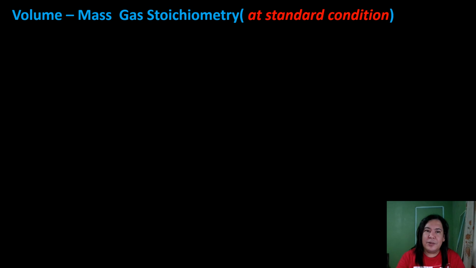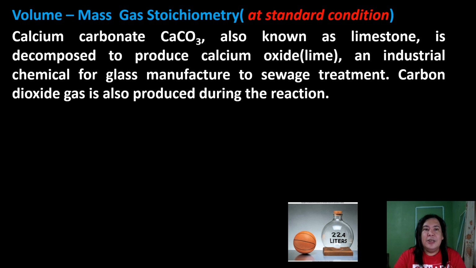So let us proceed to the volume-mass gas stoichiometry at standard condition. When we say standard condition, in this particular stoichiometric problem, it involves the standard condition at STP, or the standard temperature and pressure, or the standard condition in terms of the number of moles, the volume of the substances, etc. Okay? So, calcium carbonate. For our next example, calcium carbonate, also known as limestone, is decomposed to produce calcium oxide or lime, an industrial chemical used for glass manufacture or for sewage treatment.